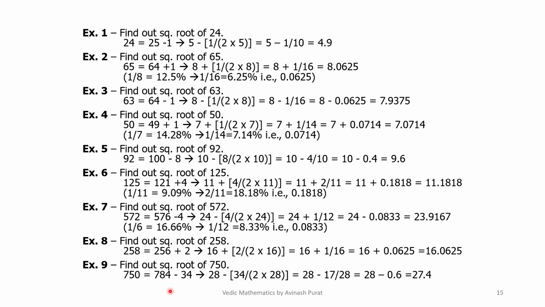Now 784 is 28 square. So 750 equal to 784, 28 square minus 34. That is equal 28 minus 34 divided by 2 into 28. Now that is equal to 28 minus 17 by 28, that is equal to 0.6. So 28 minus 0.6 equal to 27.4.